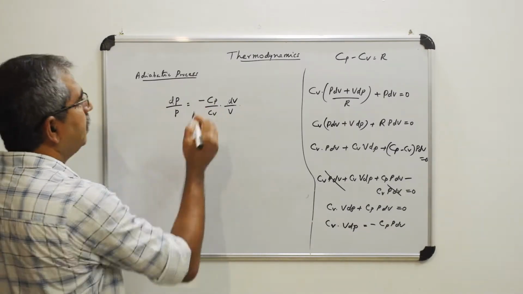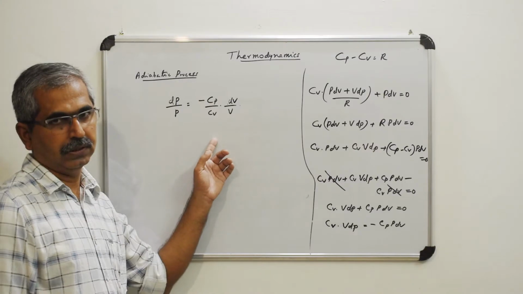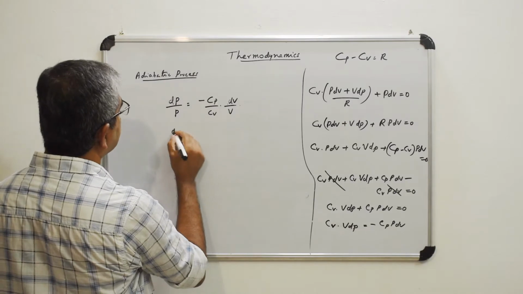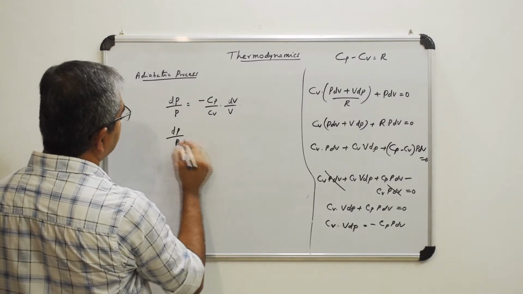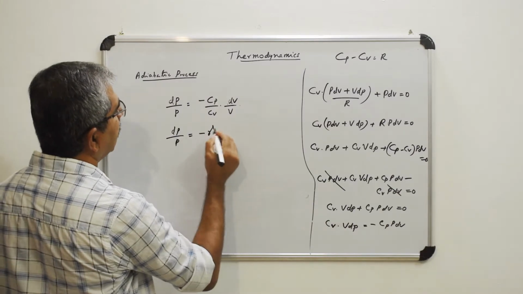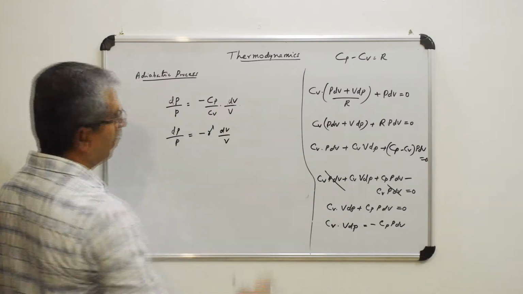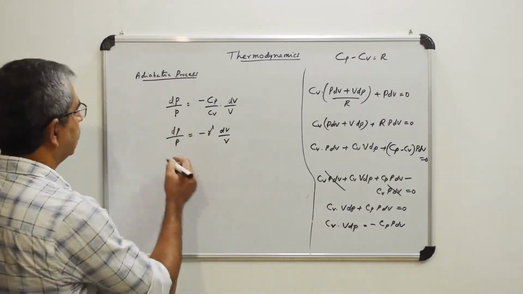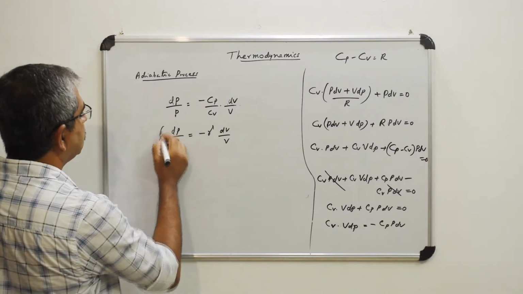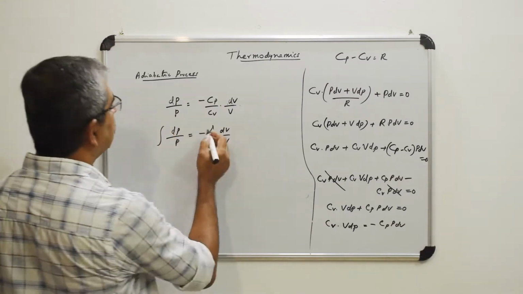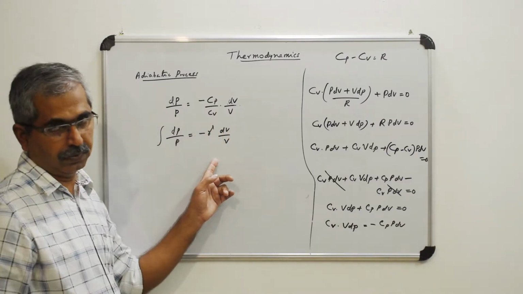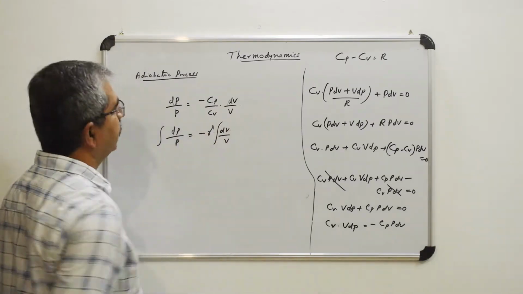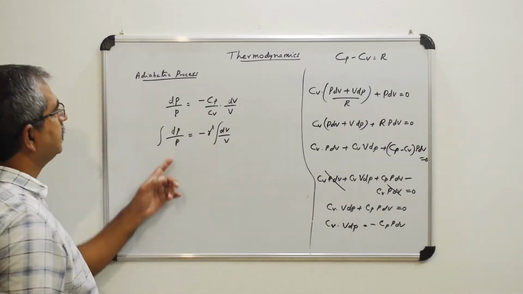Now this Cp by Cv is written as gamma, that is the ratio of the specific heats. Then dP by P is equal to minus gamma into dV by V. Okay. Now we integrate this. Integral dP by P equals integral of this one. And gamma is a constant for a given gas because Cp by Cv is a constant.